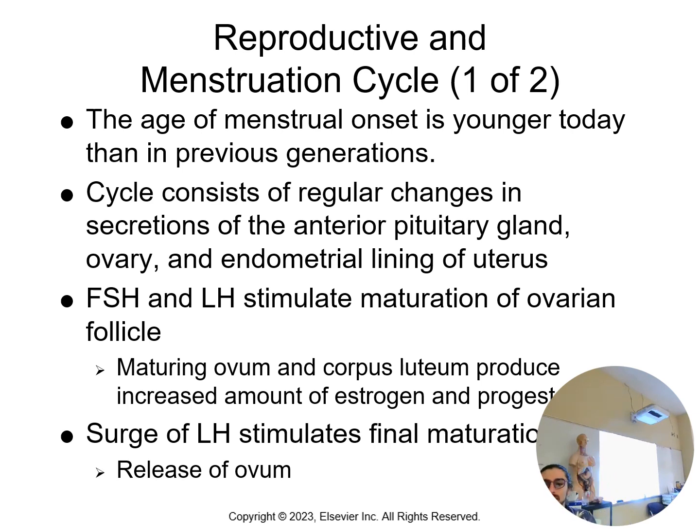All right, reproductive and menstrual cycles. The age of menstrual cycle onset is younger today than in previous generations. Why? I know, right? Because of the food. What's the question? Because of the food?